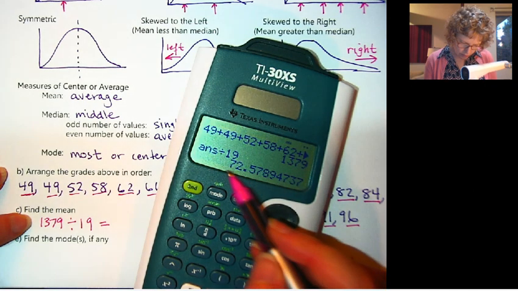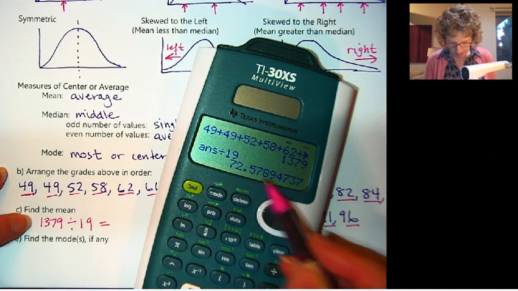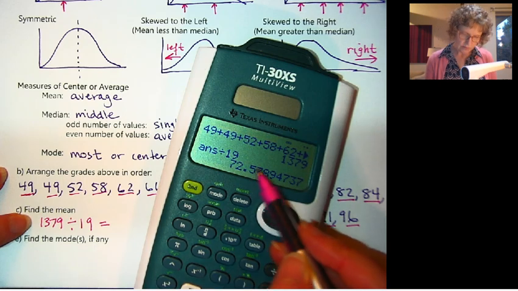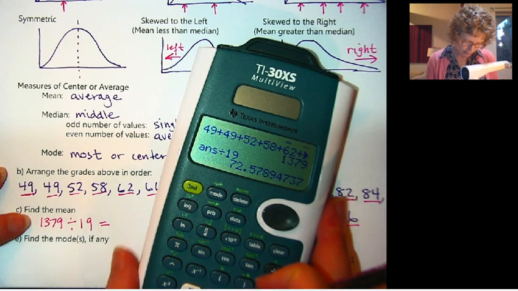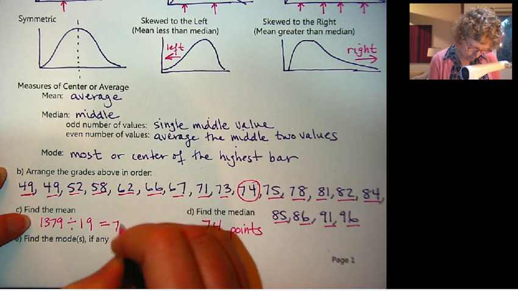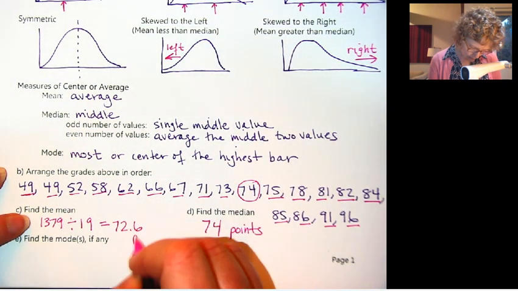And we get 72.578. Let's round to the tenth place. So because this is a 7, that'll bump that up. 72.6 points.